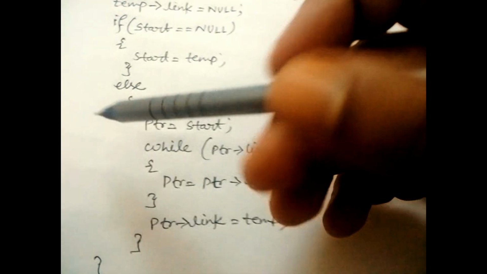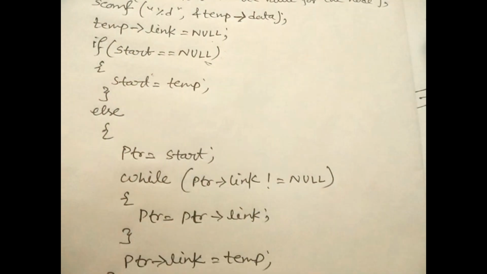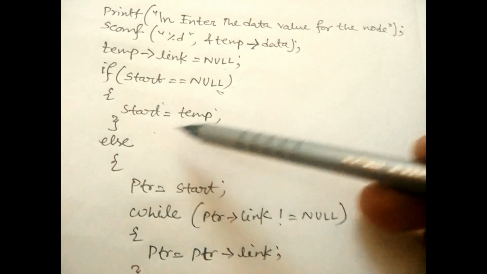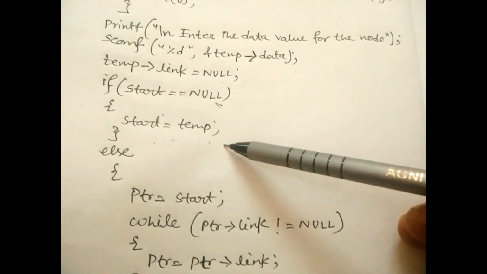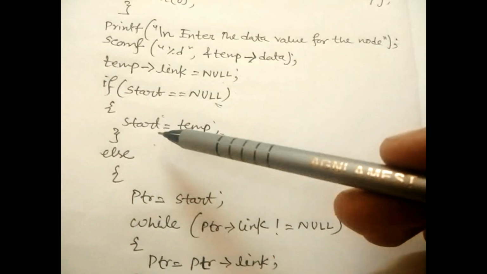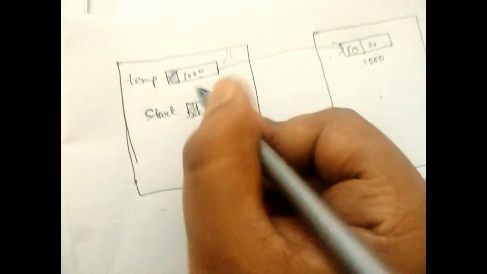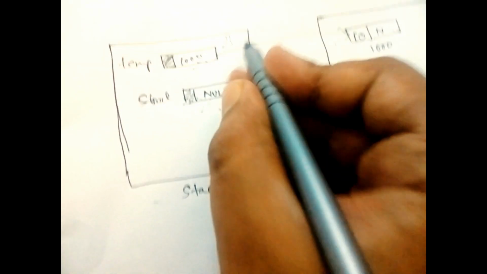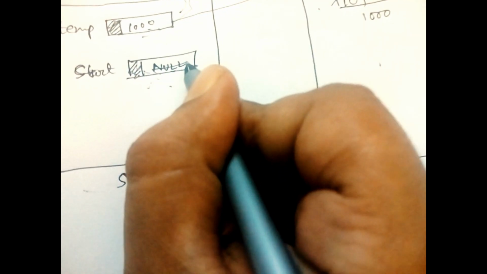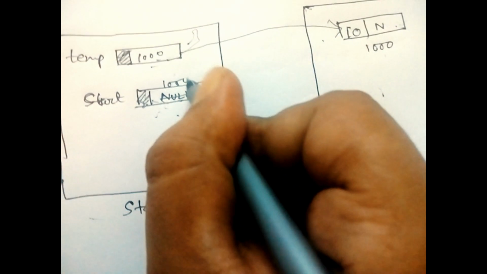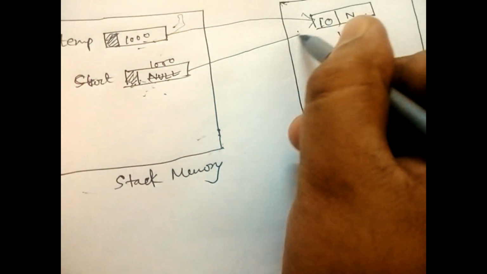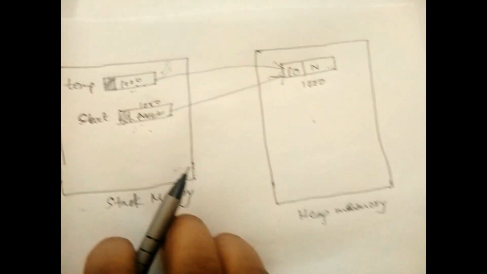Clear? So start equal to null, condition is satisfied. So start equal to temp. Start equal to temp means the value of temp is assigned into start. So the value of temp is 1000, which is assigned into start. That means start points here. Clear?